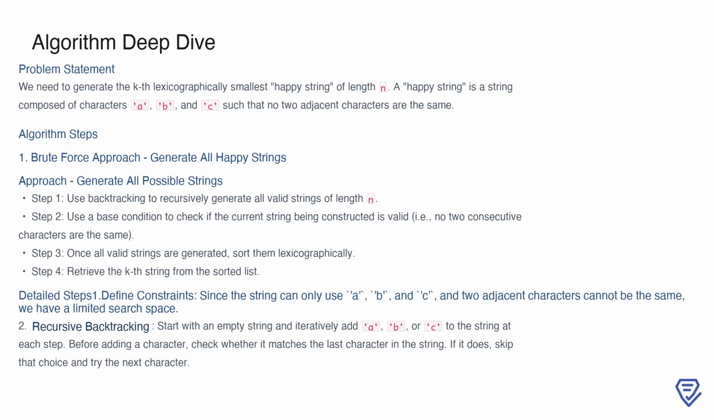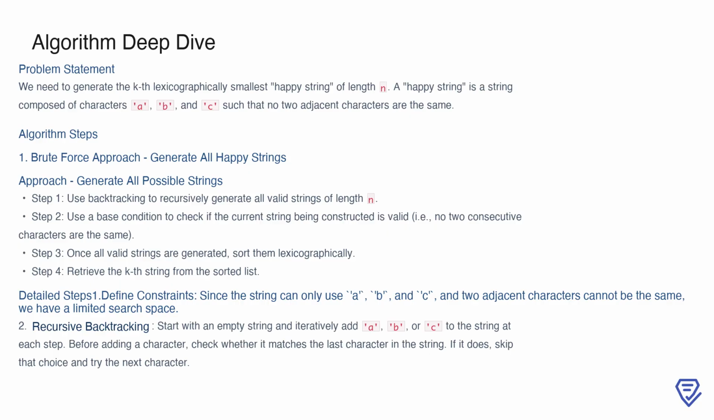To solve this problem, we need to generate the kth smallest happy string of a given length n. A happy string is defined as one made up of the characters A, B and C, where no two adjacent characters are the same. Let's start with a straightforward brute force approach. First, we can generate all possible strings of length n using backtracking. This involves recursively building strings by appending characters while ensuring no two consecutive characters are identical. Once we've constructed all valid happy strings, we can sort them lexicographically and then simply return the kth string from the sorted list. This method ensures correctness, but it may not be the most efficient for larger values of n.